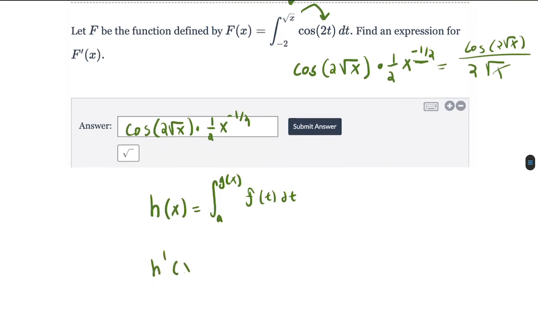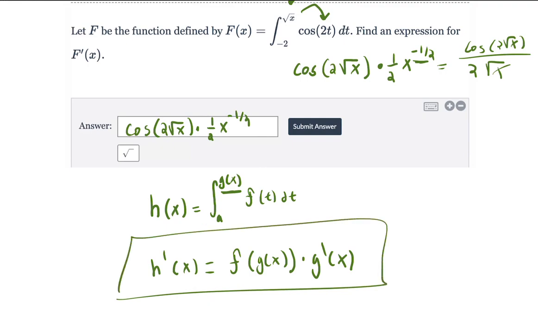h prime of x, this is a memorized one. You take the derivative of this, it's literally take your integrand, plug in this top one here, times g prime of x. And we can prove that, and we did prove it using the first fundamental theorem, but it's a good thing to just kind of commit to memory.